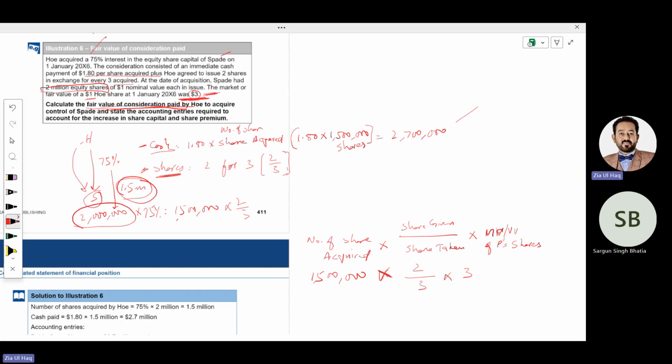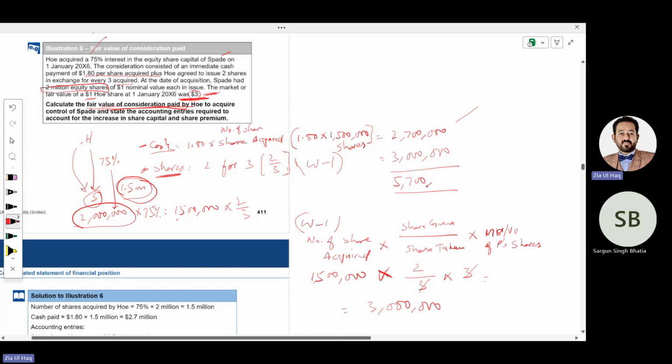So through this, we can calculate the value of shares. How much is that? 1.5 million into 2 by 3 into 3. So this 3 will be cancelled. What will remain? It will be 3 million. So 3 million is what we have given in shares. We can name it working one. So what is the consideration paid? The total consideration paid will be 5.7 million.